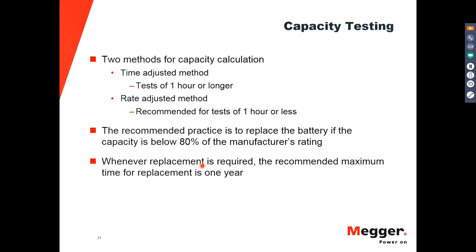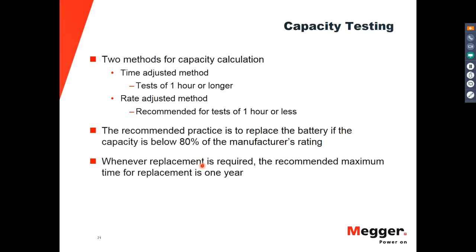However, the rate-adjusted method can be used for any type of test and for any duration. And actually, it's a bit more accurate than the time-adjusted method. However, that method is more complicated. You need to consider correction factors, so that's why it is not that common.